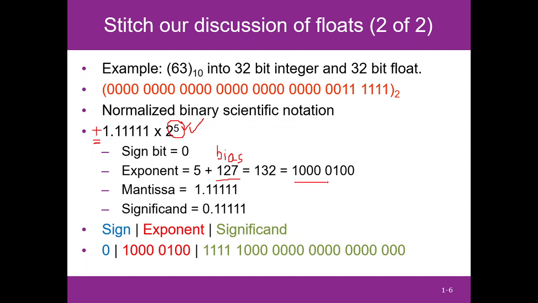And this is how 132 looks. 132 is basically 128, which is 2 raised to the power 7, plus 4, which is 2 raised to the power 2. The rest of the powers are 0. So 132 is 128 plus 4, and this is how the exponent is stored.